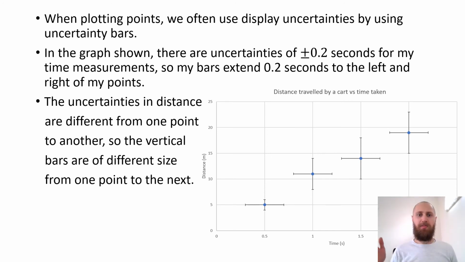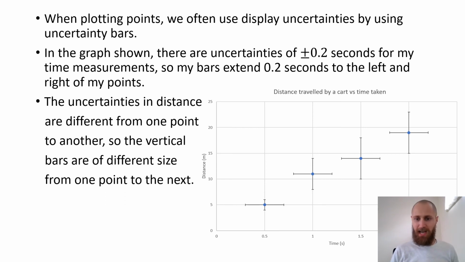So when we're plotting points, we often display uncertainties on our graph using what we call uncertainty bars. You can see those bars on the graph. In the graph shown, I've got uncertainties for my time, and I've got uncertainties for my distance as well. Sometimes you only have uncertainty bars that go up and you don't have any that go across, just based off what the experiment's like. But for this case, I just put both of them on to illustrate that you can get both of them.